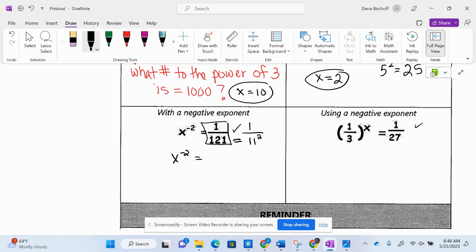How can I rewrite this so that it's just the number 11? What can I do to that fraction? How do I move that so that the number is 11 instead of 1 over 11? Yes, make the exponent negative. It's the same thing as 11 to the negative 2 power. So what is the value of x? Yeah, x equals 11. Do you see that?